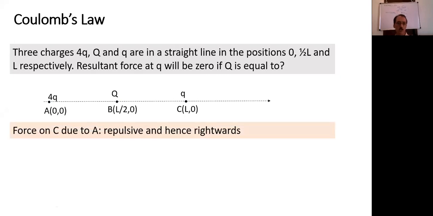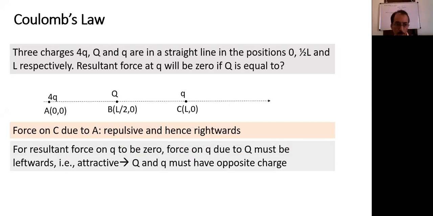The force on C due to A is repulsive, since both are of the same sign, hence rightwards. Is that statement clear? For the resultant force on q to be 0, the force on q due to capital Q must be leftwards, which means it must be attractive. So what we conclude from these two statements is that capital Q and small q must have opposite charge. So we have figured out the sign. Now we'll find the magnitude.